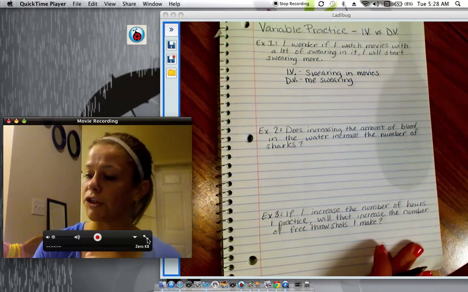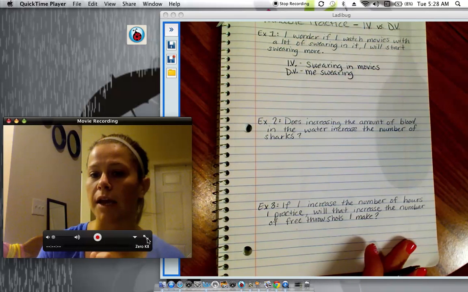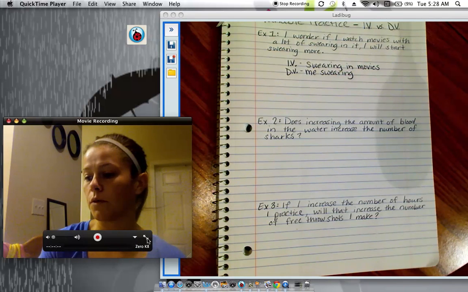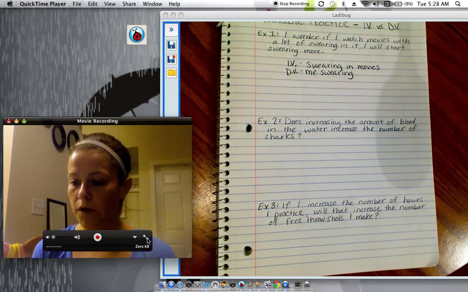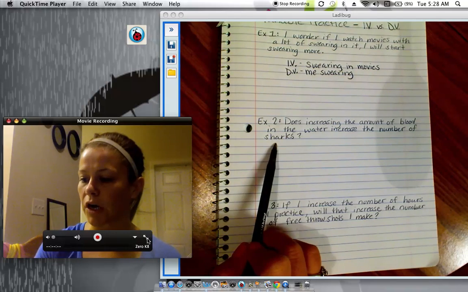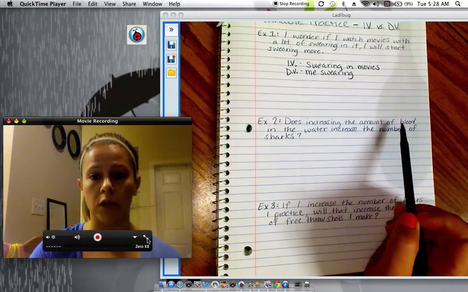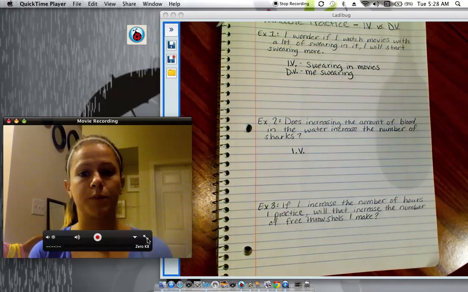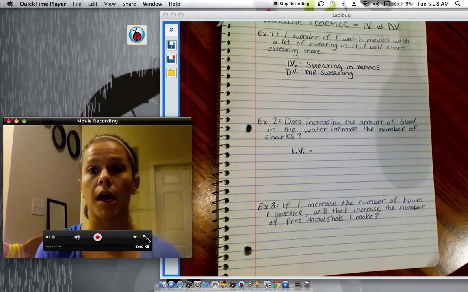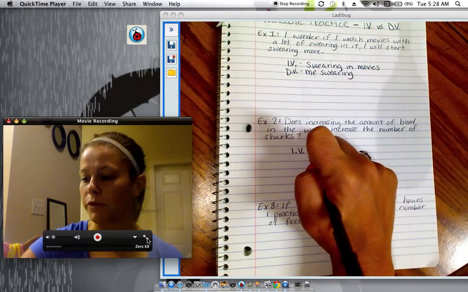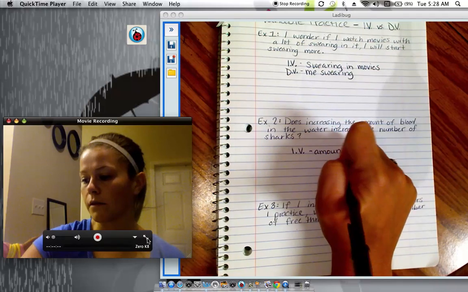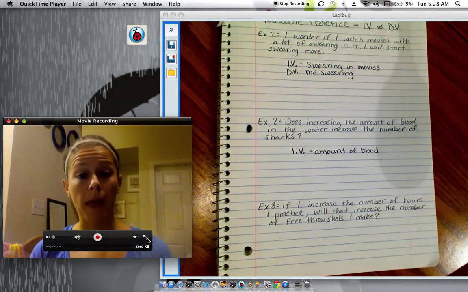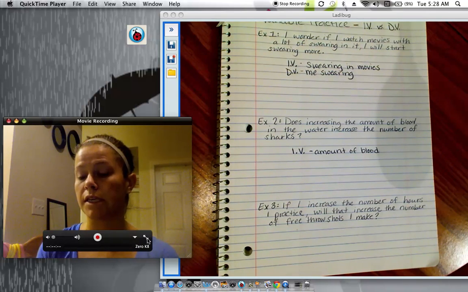So, example 2. Does increasing the amount of blood in the water increase the number of sharks? Okay, well, we want to say what depends on what. Okay, so it seems like the amount of sharks might depend on the amount of blood in the water. So the independent variable in this question, or if we ran an experiment, the independent variable would be the amount of blood in the water. That's what we would change. What depends on that, the dependent variable, is the number of sharks.